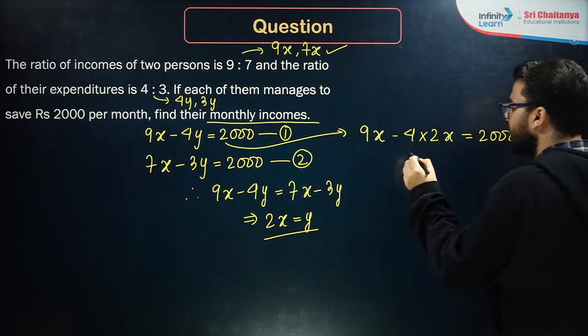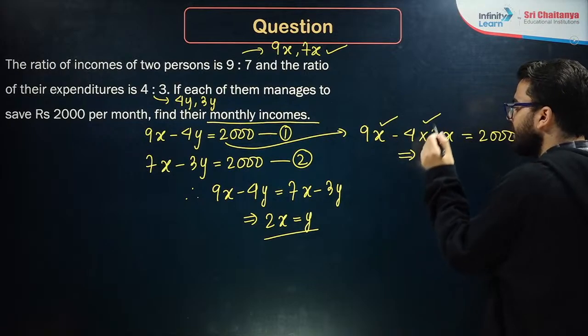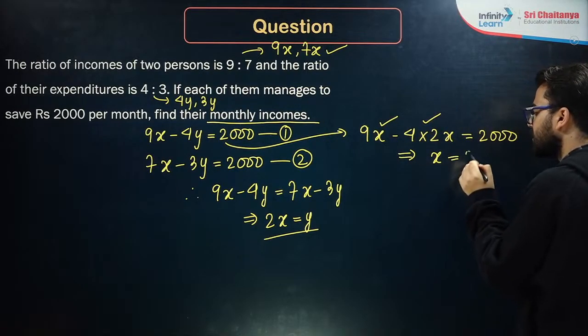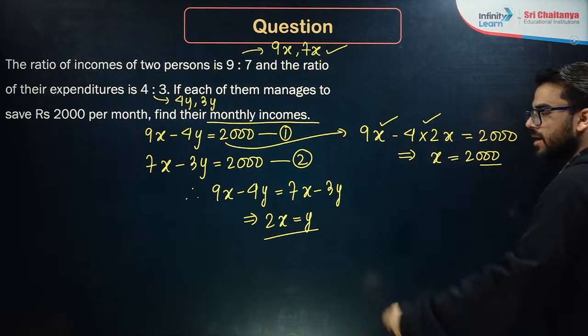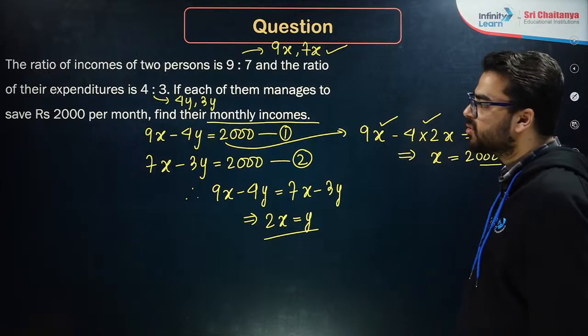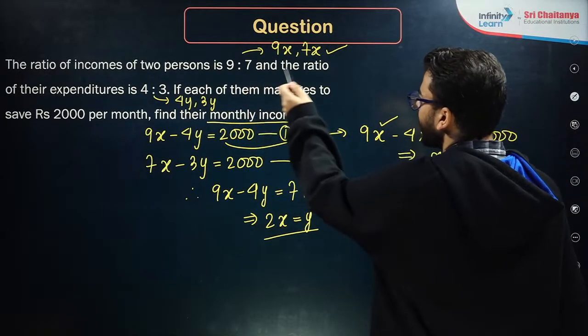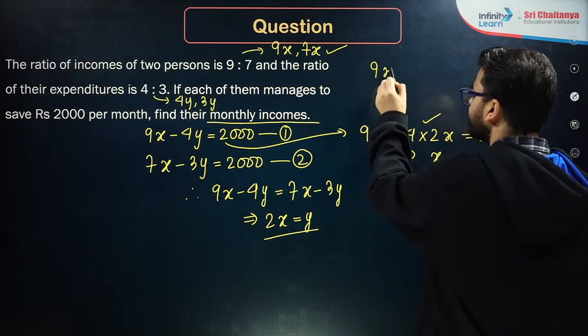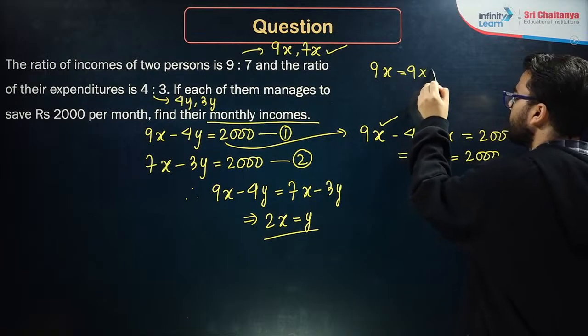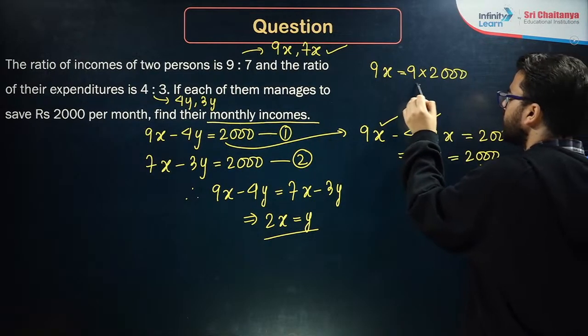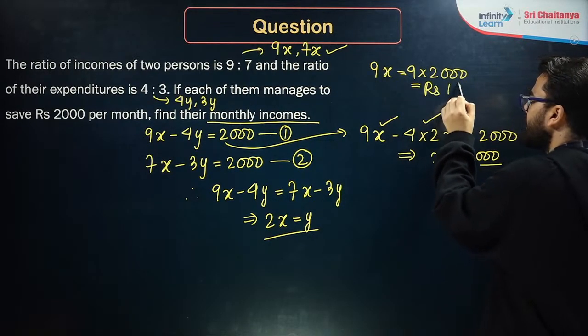Haven't we solved it very quickly, guys? 9 minus 8, that is 1 only. So x is equal to 2000. Yes or no, guys? Tell me. If x is equal to 2000, their incomes will be what, guys? 9x. So 9 into 2000, that is equal to rupees, 9 2s are 18,000.